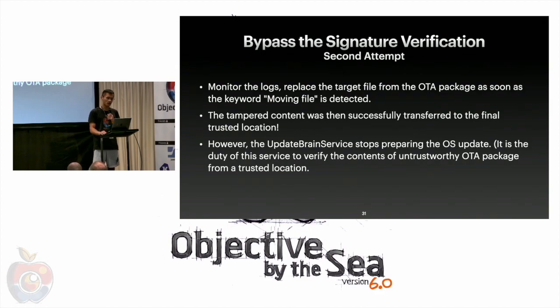So next, here is my second attempt. Monitor the logs and replace the target file from the OTA package as soon as the keyword "moving file" is detected. The tampered content was then successfully transferred to the trusted location. However, the update brain service stops preparing the OS update because it is the duty of this service to verify the contents of all trustworthy OTA packages from a trusted location.